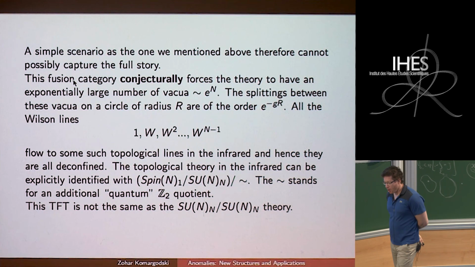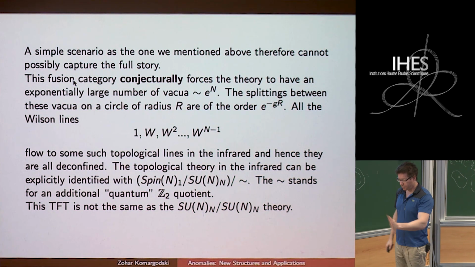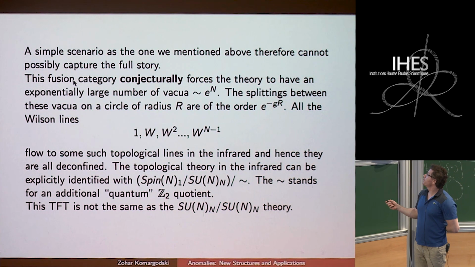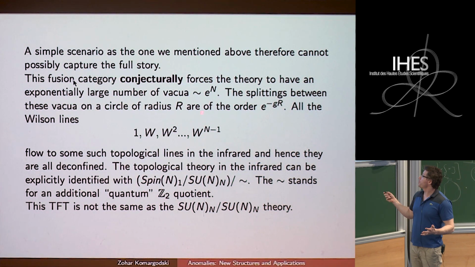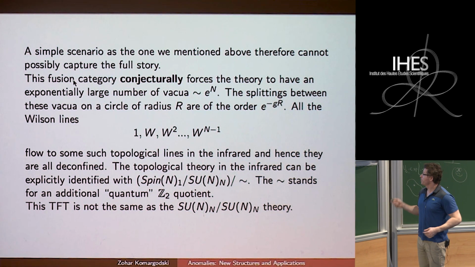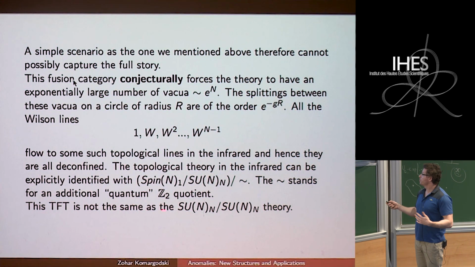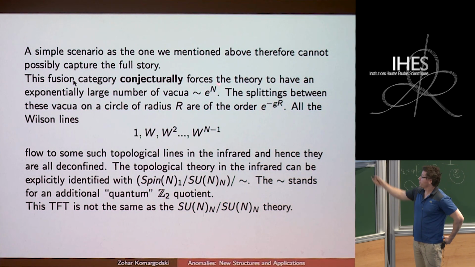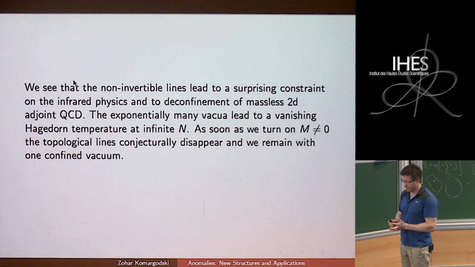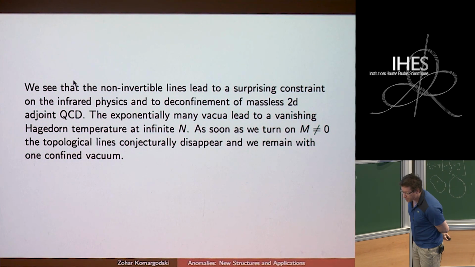So let me just cut to the bottom line since I'm running out of time. Our proposal for this theory is that there is an exponential amount of vacua in n, so it's e to the n. This means that the Hagedorn temperature goes to 0 at infinite n. The Wilson lines are deconfined, and there is some two-dimensional Frobenius algebra that governs this exponential amount of vacua. This is the summary of the claim.